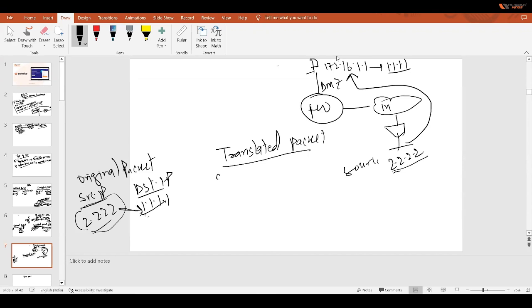What is my translated source IP? Source IP is not going to change. I'm keeping the same source IP, 2.2.2.2. And destination IP is going to change here. That is 172.16.1.1, whatever it is. So this is the way the destination IP is NATing. So I've explained what is source NAT and what is destination NAT.